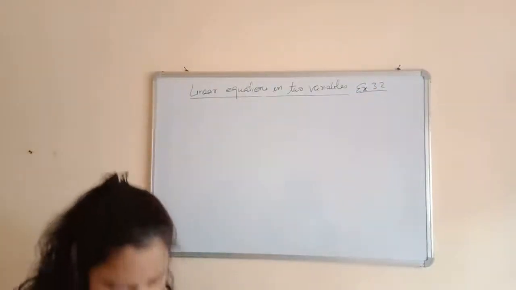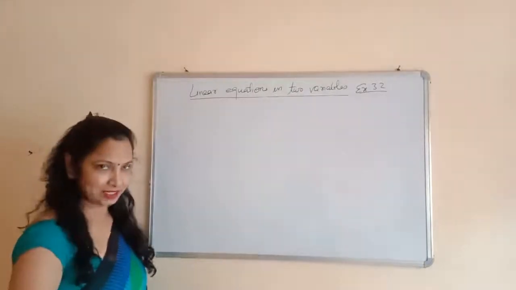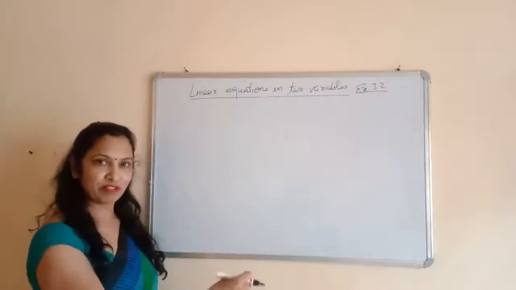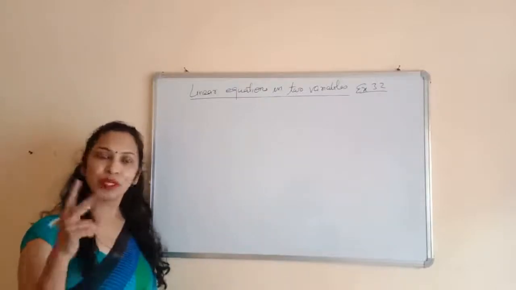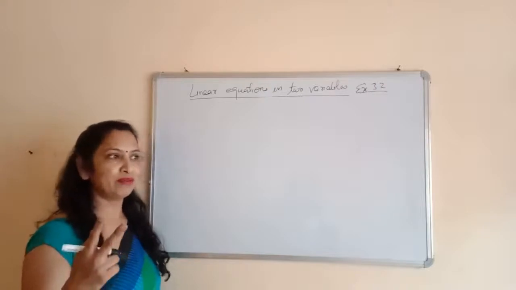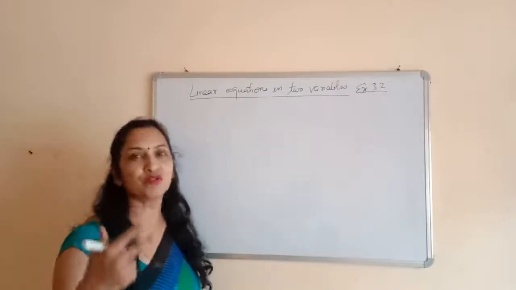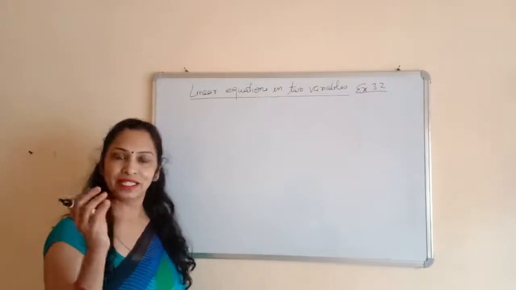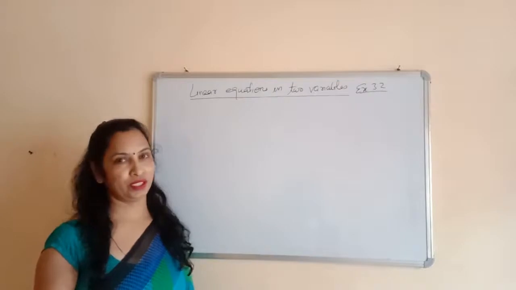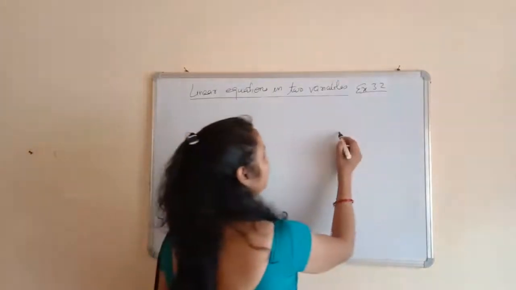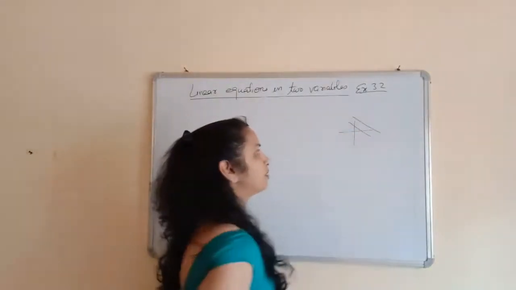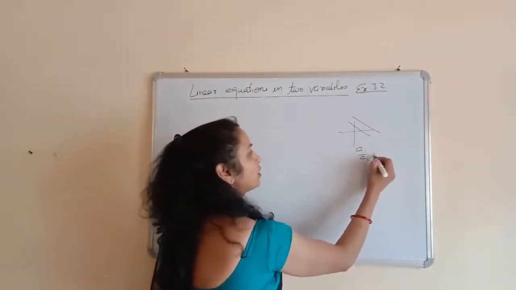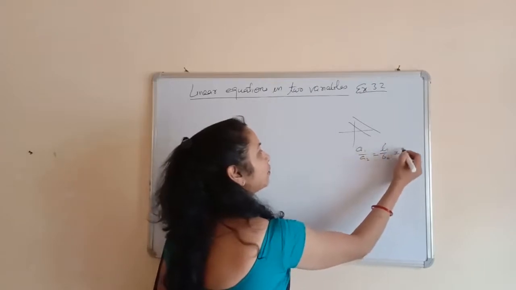I explained in the last lecture that if two linear equations are in the form ax plus by plus c is equal to 0, we can find, by finding the ratio of the coefficients of x and y and the constant value, whether the lines are intersecting, parallel or coincident. If the lines are parallel, the condition is a1 upon a2 is equal to b1 upon b2 is not equal to c1 upon c2.